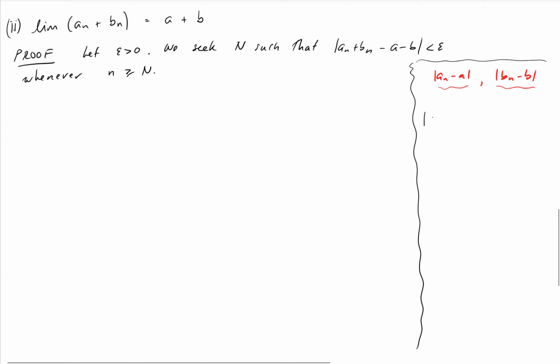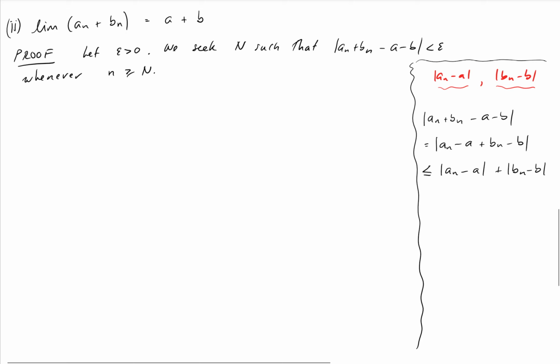So if I've got the absolute value of an plus bn minus a minus b, again this one's going to pop out relatively straightforwardly. You can see that an minus a and bn minus b are both present in here. So that equals the absolute value of an minus a plus bn minus b. I'm just rearranging the terms slightly. And I can now produce the two pieces that I want by using the triangle inequality. So it's less than or equal to the absolute value of an minus a plus the absolute value of bn minus b.